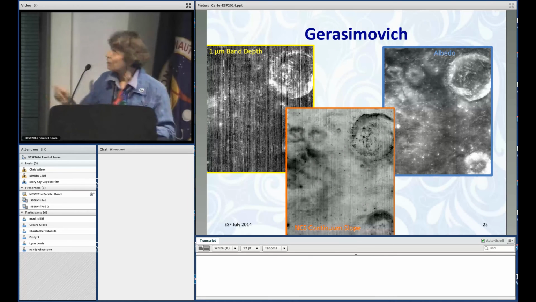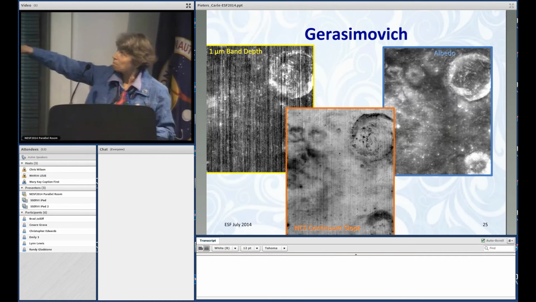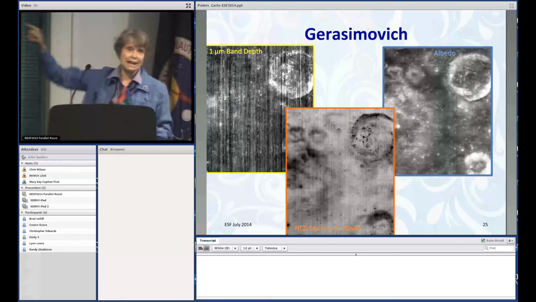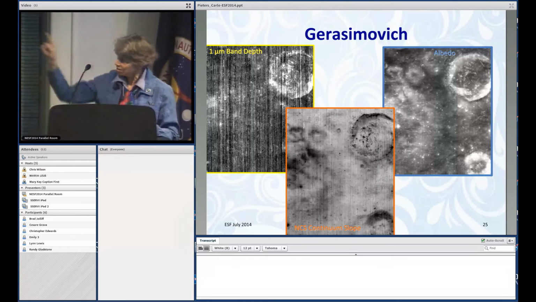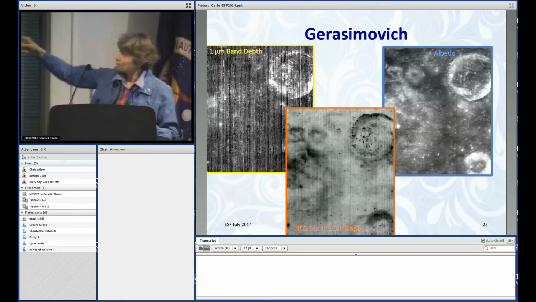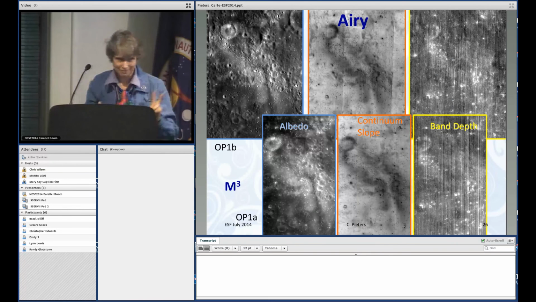Gerasimovich, same thing. You can see the little swirls up at the top, correlation with the continuum slope and lack of correlation with the band strength. There's another interesting aspect of this particular area. There's an impact melt that streaks across to the west there that is in part of the strong band strength aspect there. Separate story. Okay.